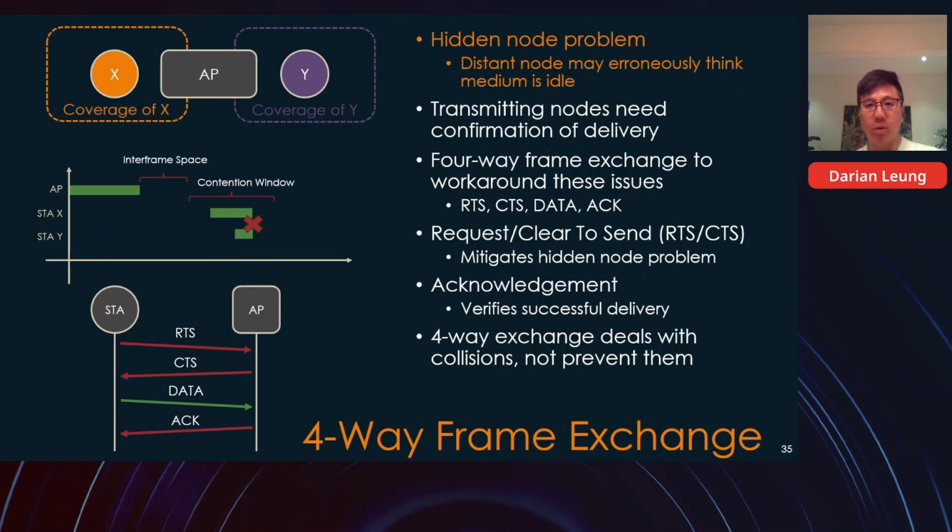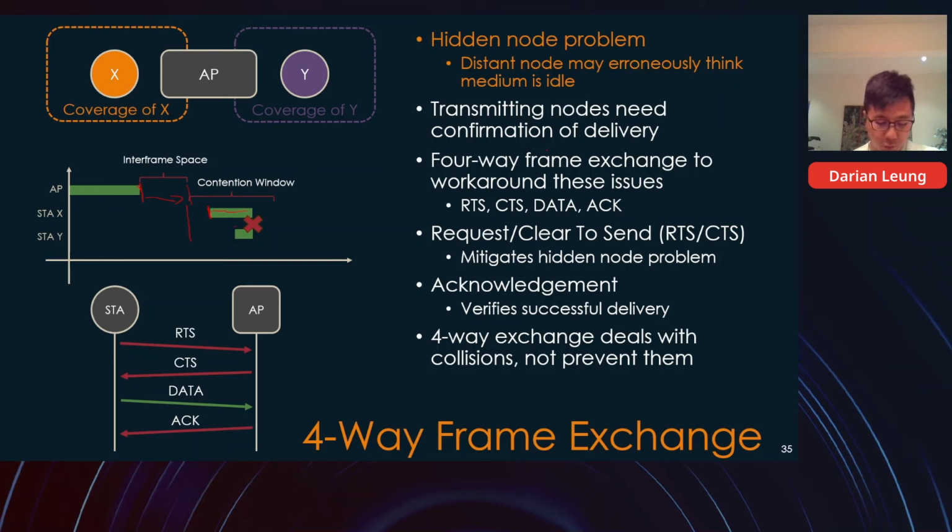The hidden node problem could still lead to collisions. To demonstrate this, let's say we have station X and Y in a BSS. Both stations are in range of the AP, but not in range of each other. Let's say the AP is transmitting here, and after it's done, the medium is idle. Then the contention window begins. Station X and Y both want to transmit something, so they start their backoff timers. Let's say station X had the shorter backoff time, so it starts transmitting first.